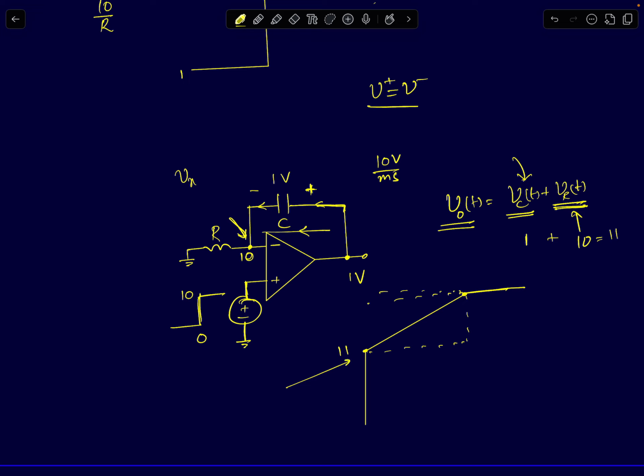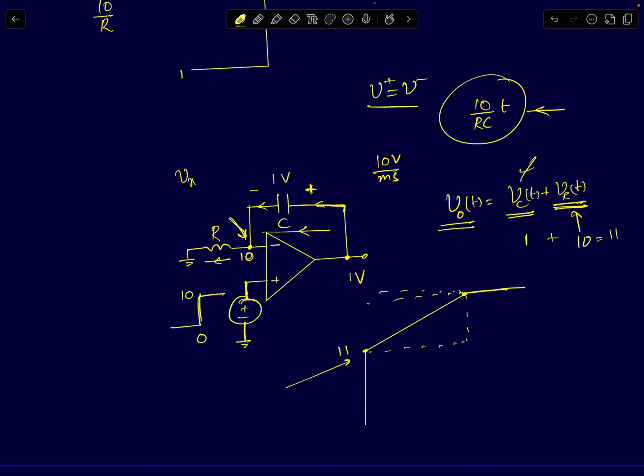Now, because we have a constant current flowing through the capacitor, the voltage will start increasing linearly, right? If you have a constant current flowing through the cap, the voltage will increase linearly. And what is the slope with which it will increase? The voltage across the capacitor is 1 by C integral I dt. And what is I? I is 10 by R. So it will increase as 10 by RC into t. This is the value of the voltage across the cap for t greater than 0 plus.